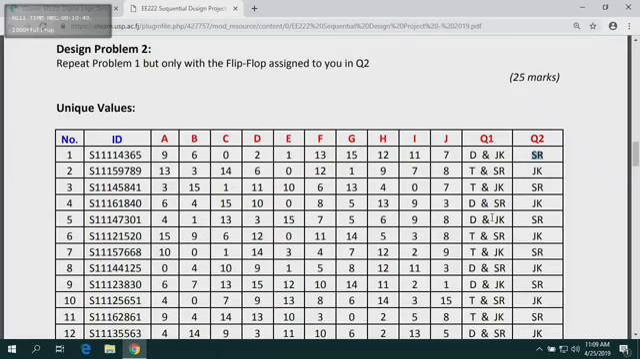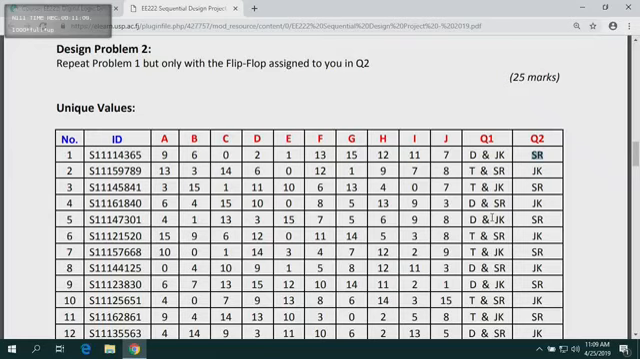If he wants to put D, D, JK, JK, that's all right. If he wants to put D, JK, D, JK, that's all right. Okay, if he wants to put JK, JK, D, D, that's okay. JK, D, JK, D, that's all right as well. Whichever combination he wants to use, he can use. But they've got to maintain the ratio of 2 flip-flops and 2 flip-flops, right?